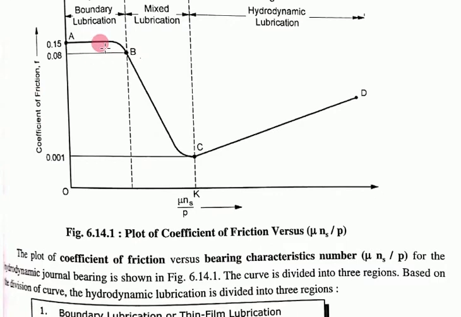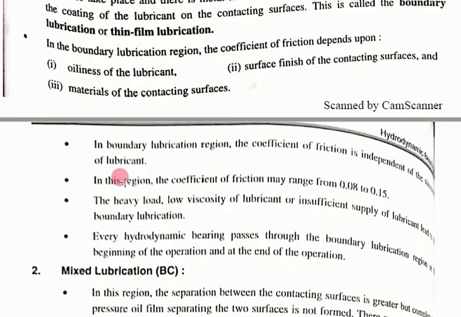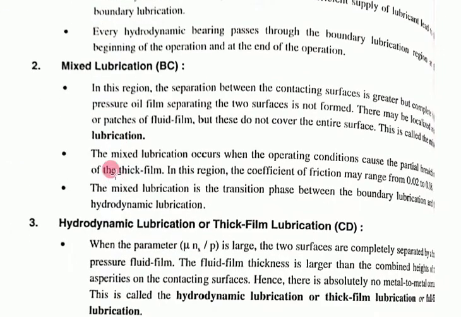Then the journal starts to rotate, and this is mixed lubrication. So what happens in mixed lubrication? Sometimes there is metal to metal contact and sometimes not, right? In this region the separation between the contacting surfaces is greater, but a complete pressure oil film separating the two surfaces is not formed. There may be localized patches of fluid film, but they do not cover the entire surface. This is called mixed lubrication, right?